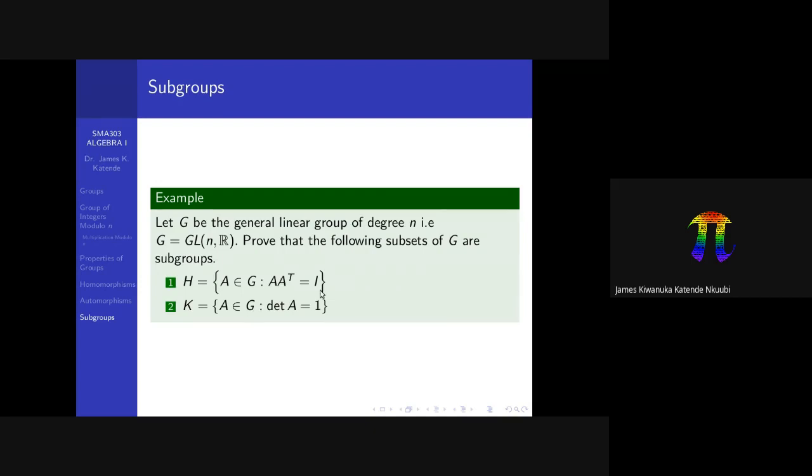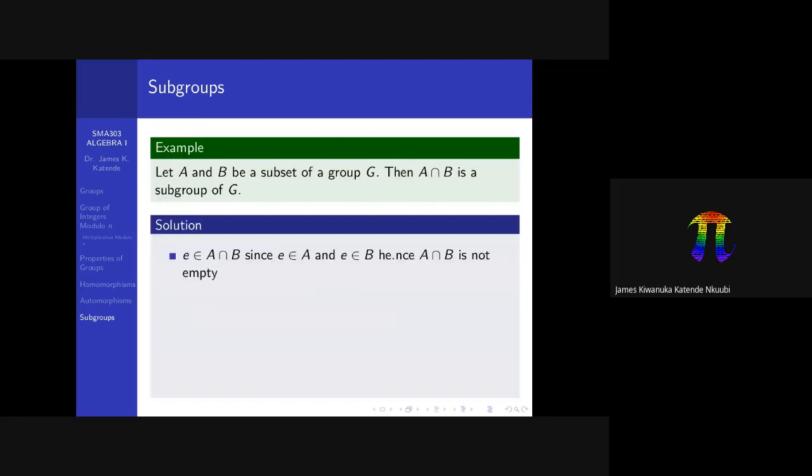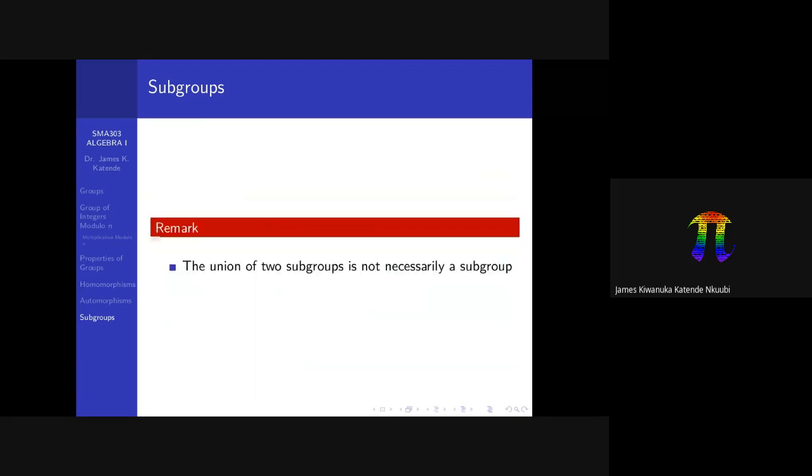And we can prove that. But I think that's just the example. We'll give some concrete examples later. So take note of this.